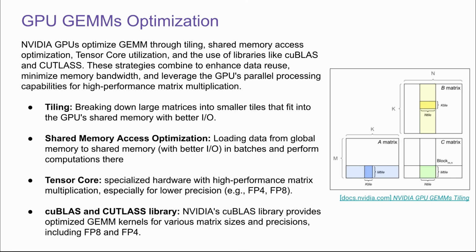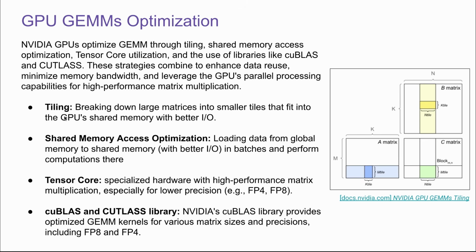Now, with all this basic knowledge of GPU key components, we can take a look at how GPUs optimize GEMM, or matrix multiplication. NVIDIA GPUs optimize GEMM through tiling, shared memory access optimization, tensor core utilization, and the use of libraries like cuBLAS and CUTLASS. These strategies combine to enhance data reuse, minimize memory bandwidth, and leverage the GPU's parallel processing capabilities for high-performance matrix multiplication.